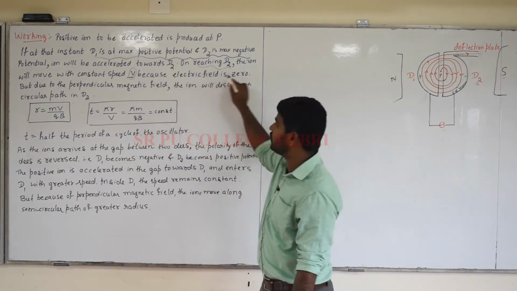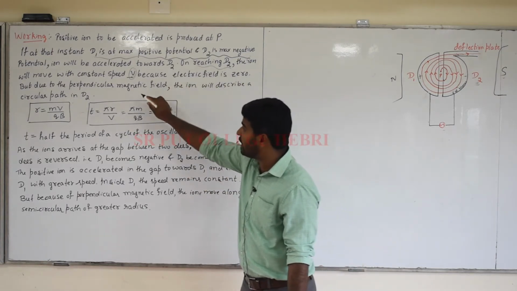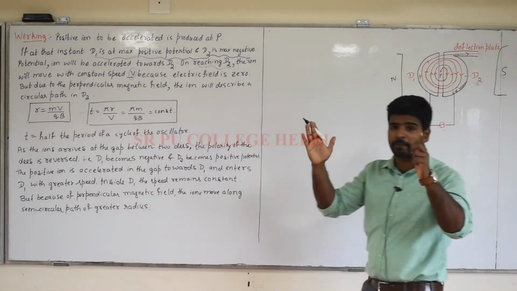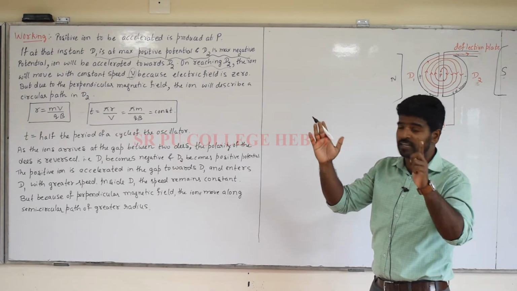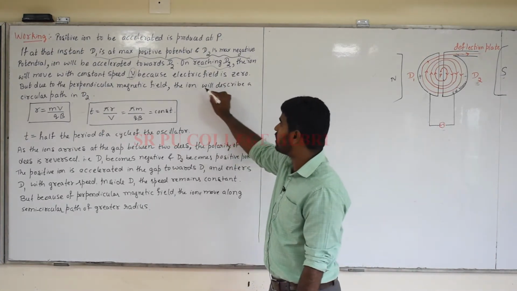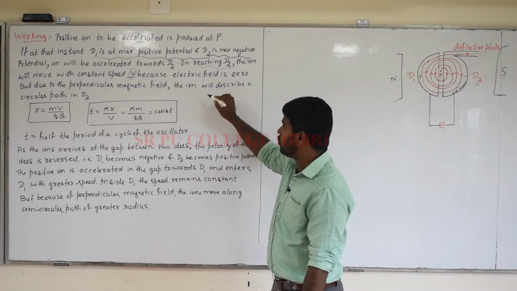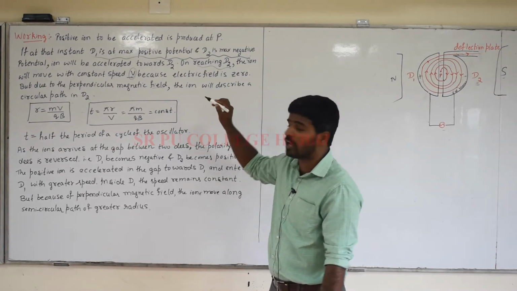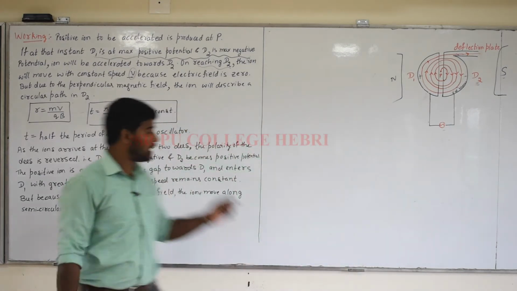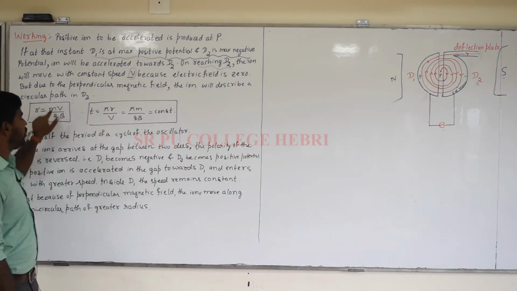The electric field is 0 inside, but due to the perpendicular magnetic field, note that these two Ds are placed between the two electromagnet poles, N and S. Therefore, because of the perpendicular magnetic field, the ion will describe a circular path in D2. The radius of that circular path is calculated by R is equal to mv divided by qB.